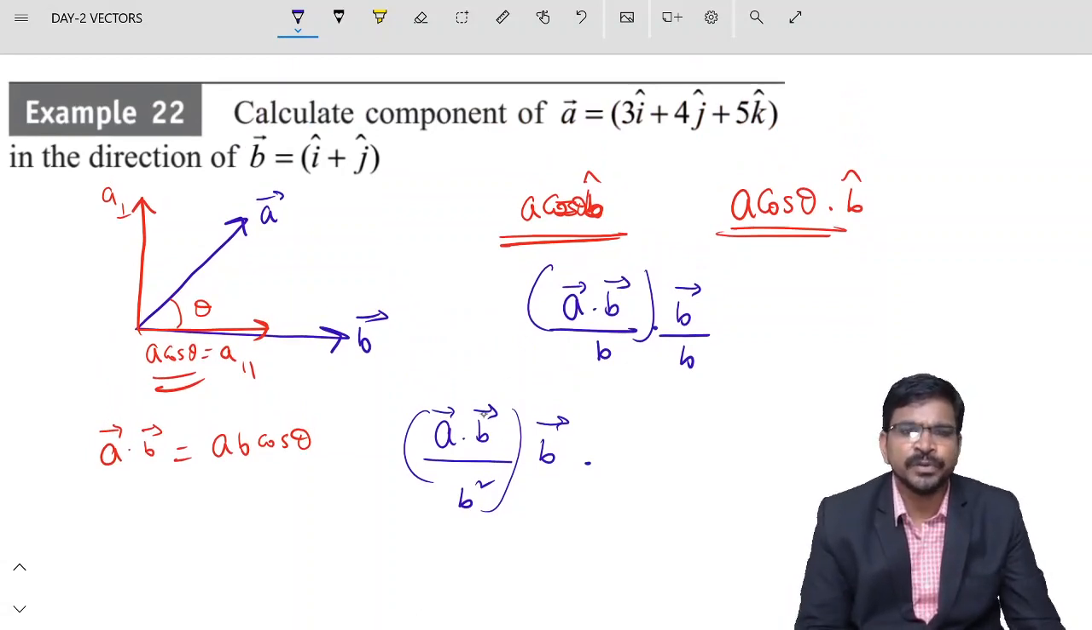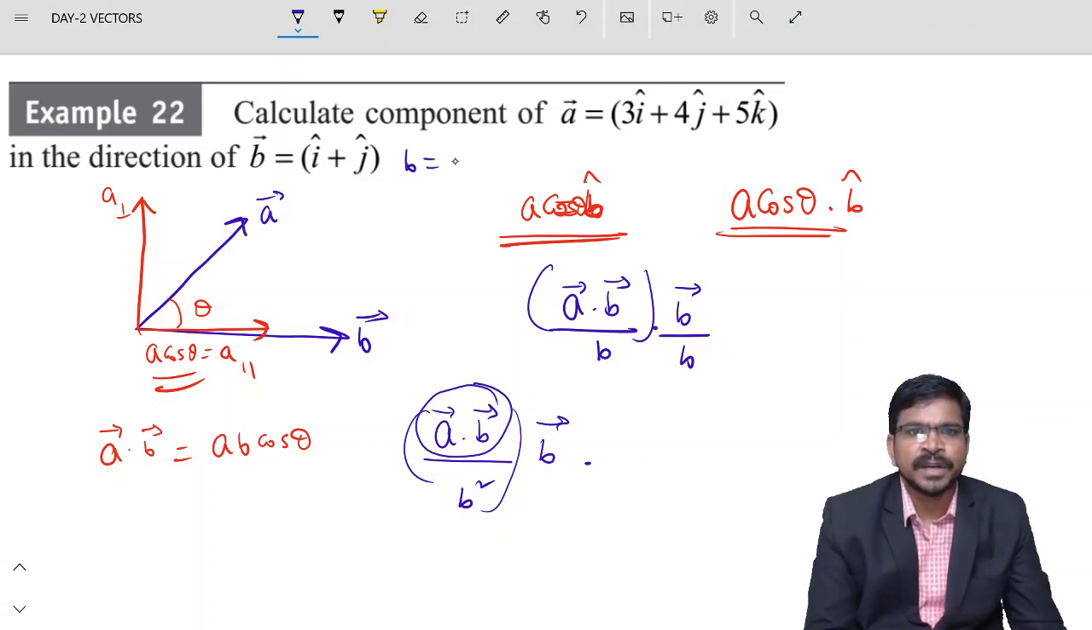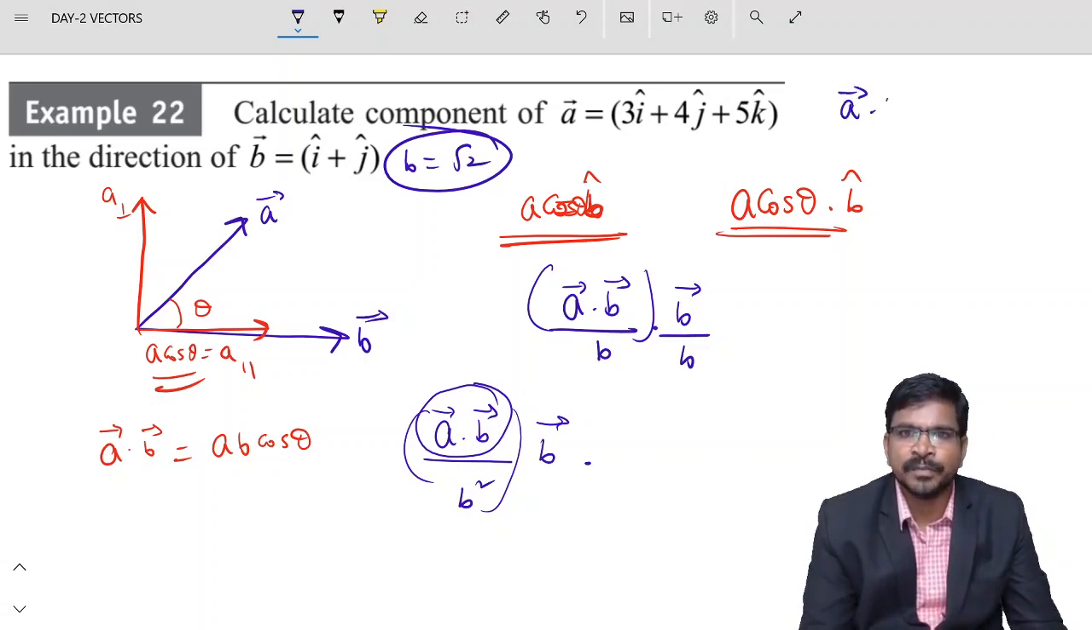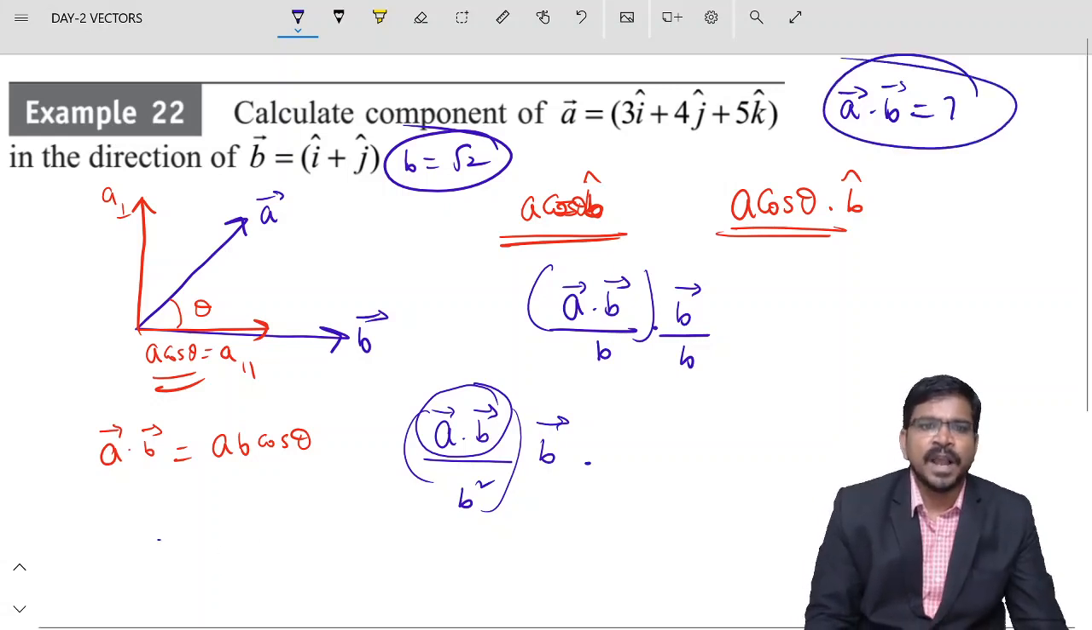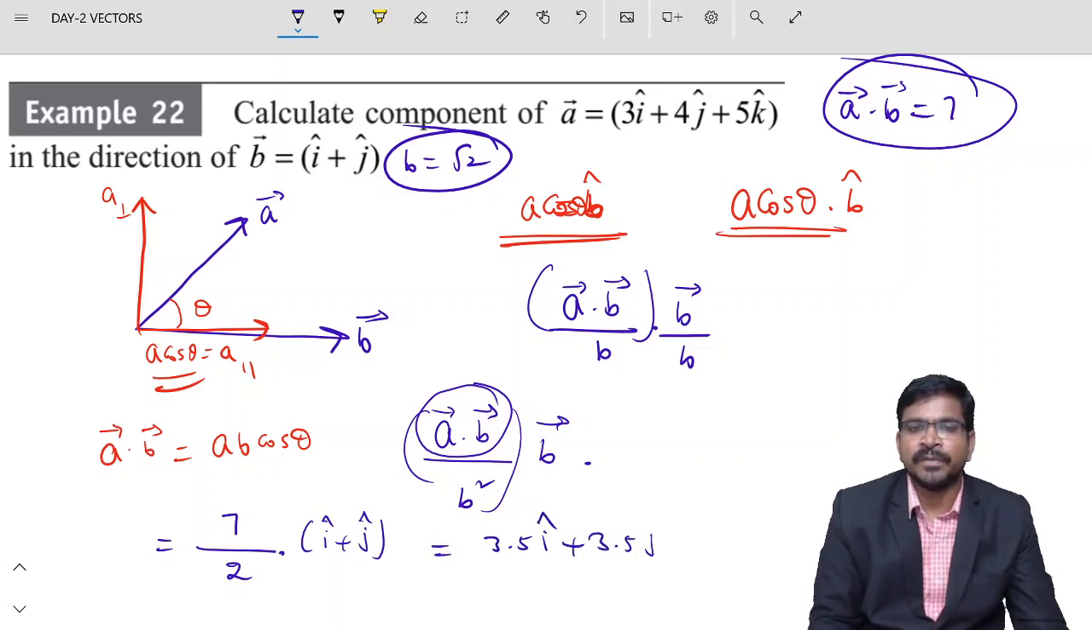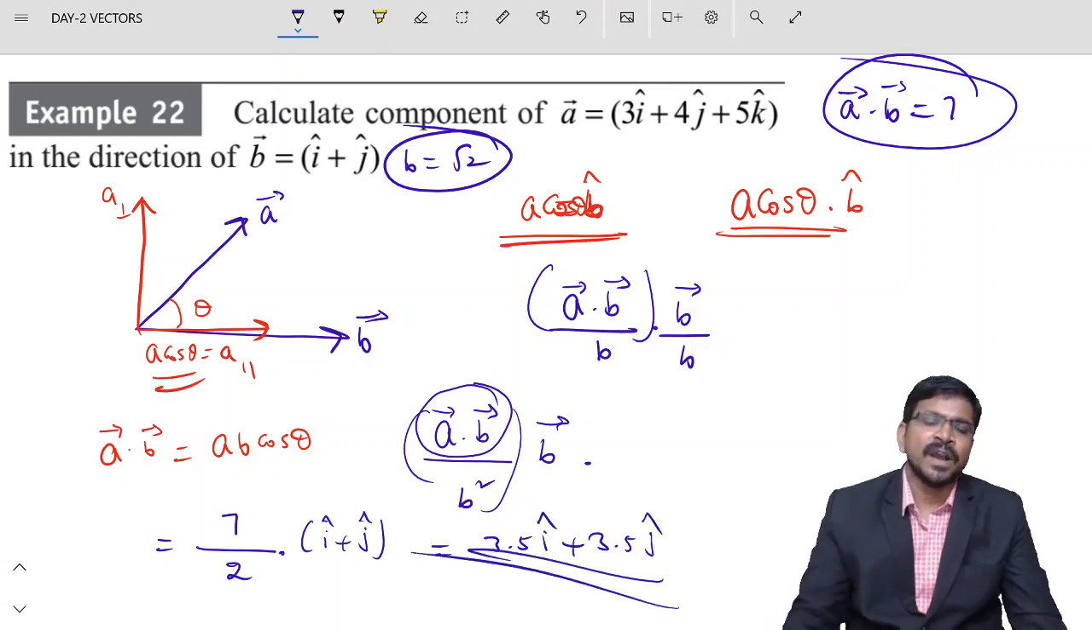For that, you should substitute A dot B. You perform A dot B, you find out B vector magnitude. So that is root 2. And A dot B is directly, I can say 3 plus 4, so A dot B is 7. Now I can write A dot B, 7, by B square, 2, into B vector I plus j. So I will get 3.5 I plus 3.5 j is the vector I want.